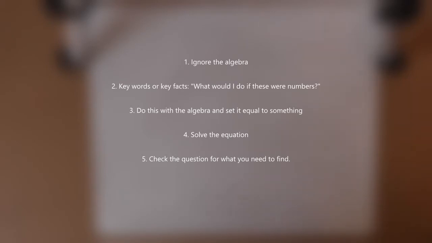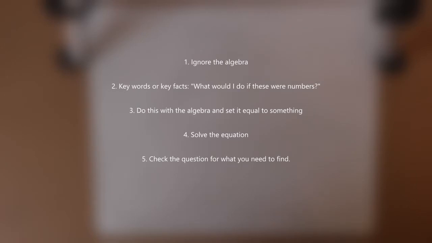Once you've decided what you would do if they were numbers rather than letters being used as a code for numbers, step 3 is to actually do that with the algebra. If your answer to question 2 was add them all together, then add all the algebra together. If your answer to question 2 was times two things together, then step 3 would be times those two bits of algebra together. Actually do what you decided you would do for numbers with the algebra, and then set it equal to something. You need it equal to something to have an equation that you can solve, otherwise it's just an expression, a meaningless bit of algebra. Once we set it equal to something, we are left with an equation that we can actually solve and work out the value of this missing letter.